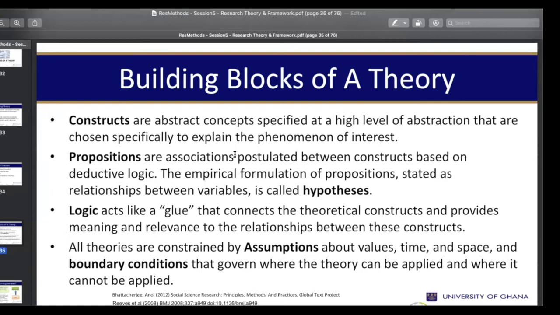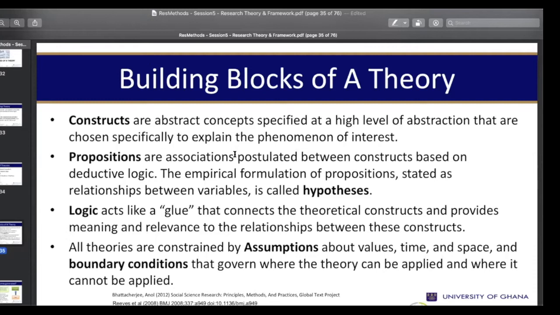Okay. Now, logic is like the glue that connects the theoretical constructs and provides meaning. Remember, we define theory as a coherent set of general propositions. When I said coherency, it means that they come together to establish a meaning. And that is the logic. The logic means what ties them together. So if you look at L times B, the logic is to generate what? Area. So the area is what ties them together.